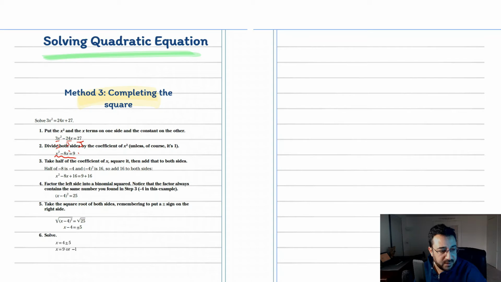Now you factor the left side into a binomial squared. Then this will give you x minus 4 squared equals 25. And your final solution, x equals either 9 or minus 1.